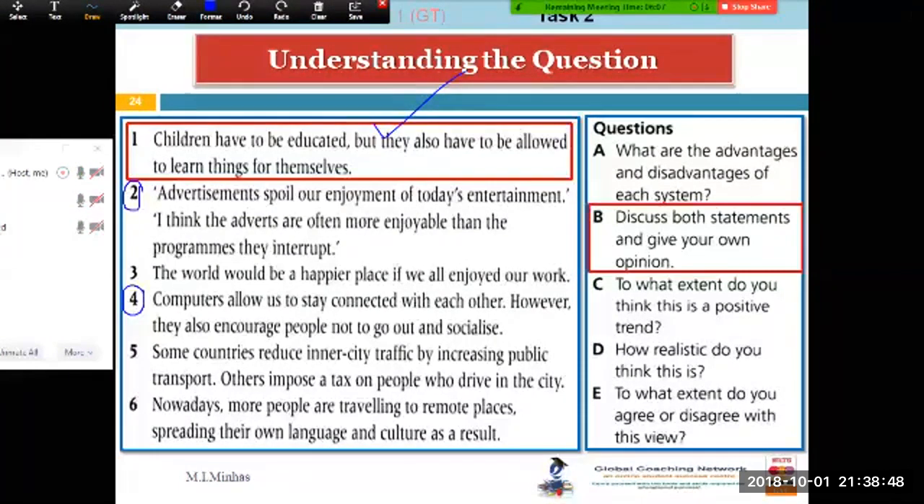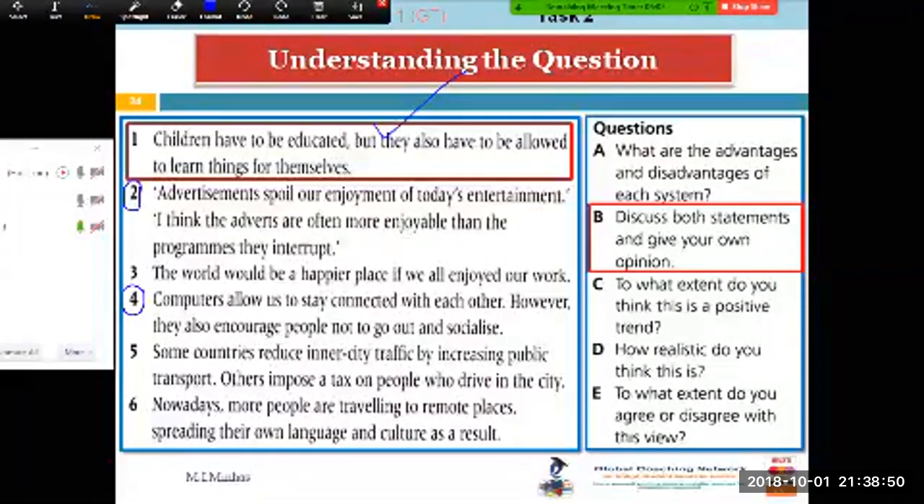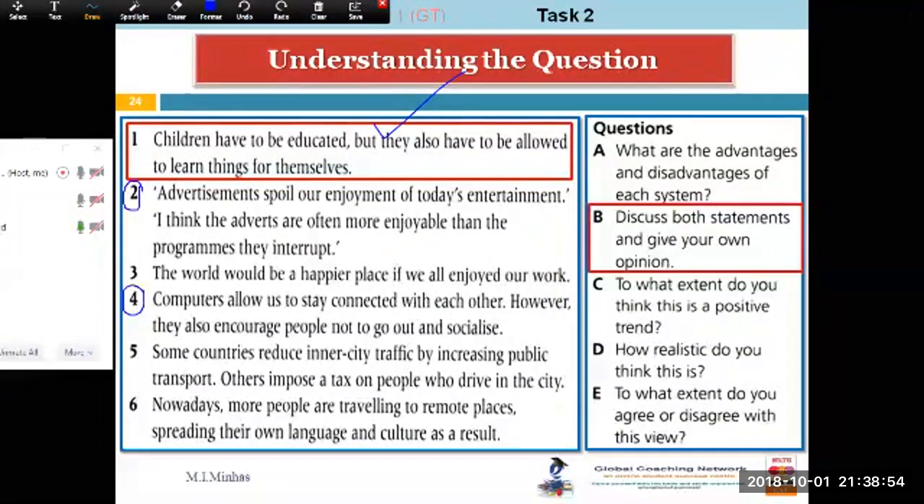I think it's like two statements. On one side they're saying that advertisement spoils our enjoyment, and on the other side they're in favor of it. So these are two statements, obvious from the meaning as well as from the quotation marks.